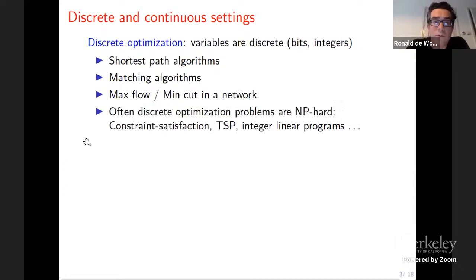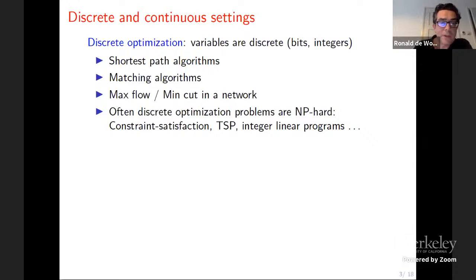many NP-hard problems. In fact, very often, if you formulate an optimization problem and you make it discrete, so you force your variables to be, let's say, binary or integer, your problem becomes NP-hard. And this includes all sorts of constraint satisfaction problems, like satisfiability of Boolean formulas, traveling salesman problem, integer linear programs.